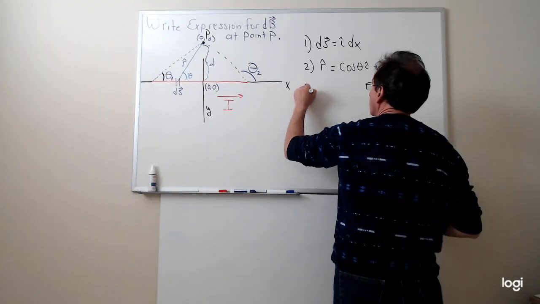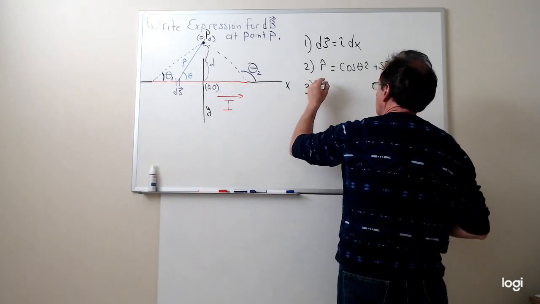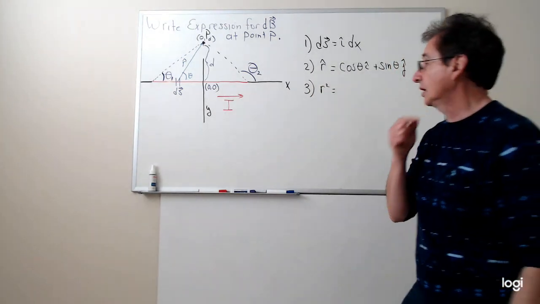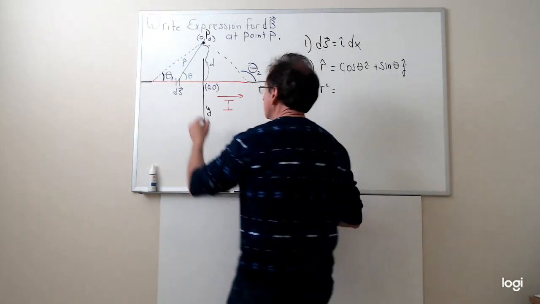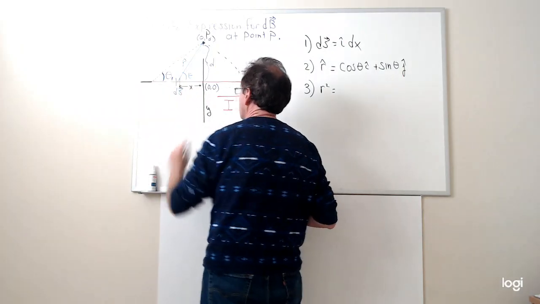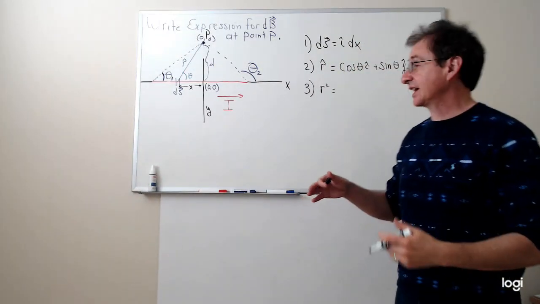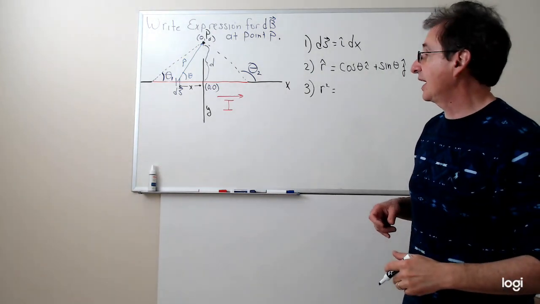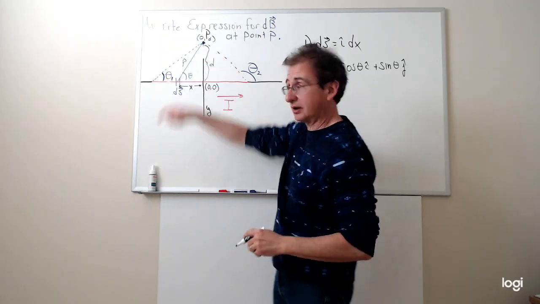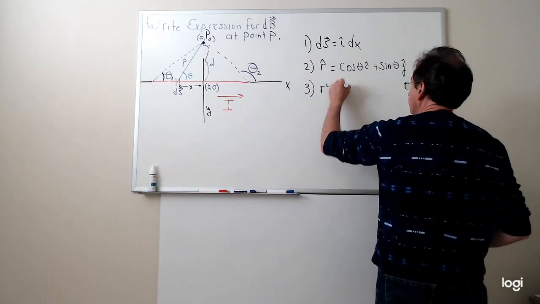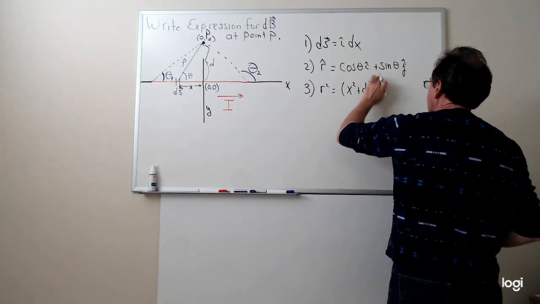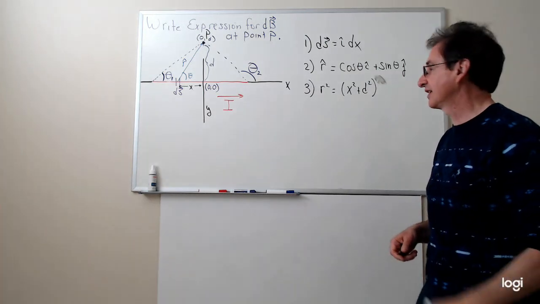Then my r squared term. I can write it different ways. If ds is a distance x from the origin, then the magnitude of this vector is going to be x squared plus d squared, just x squared plus d squared.